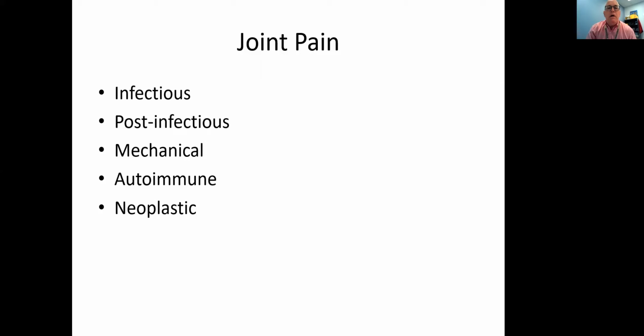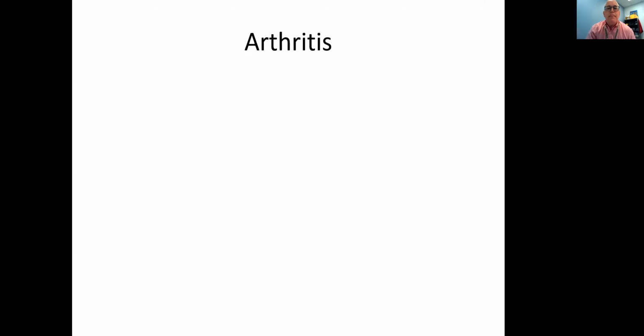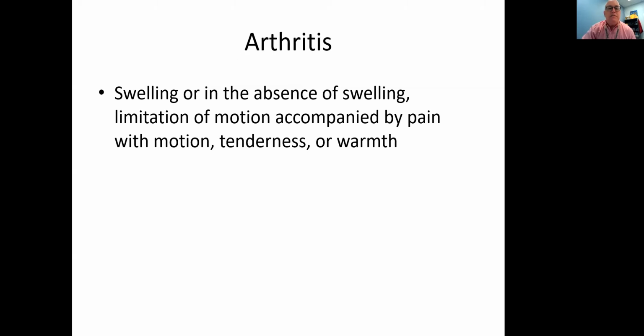As we go through our schematic for thinking about this, I'll ask you to try to determine which is going to be the most likely in each category. We're going to divide joint pain into monoarticular or polyarticular, with or without the presence of arthritis. And arthritis in patients with known JIA is defined as swelling, or in the absence of swelling, limitation of motion accompanied by pain with motion, tenderness, or warmth.